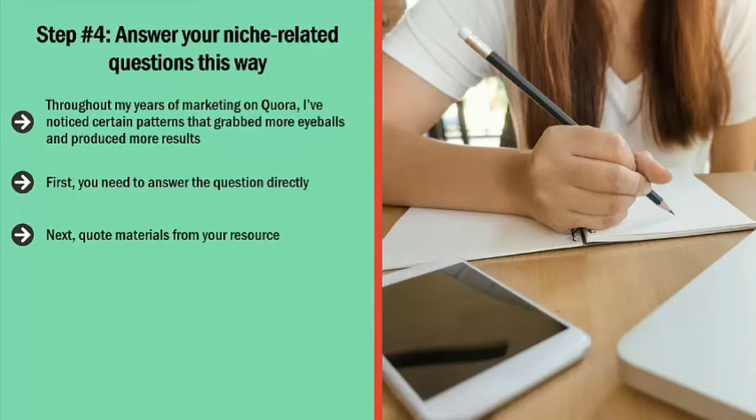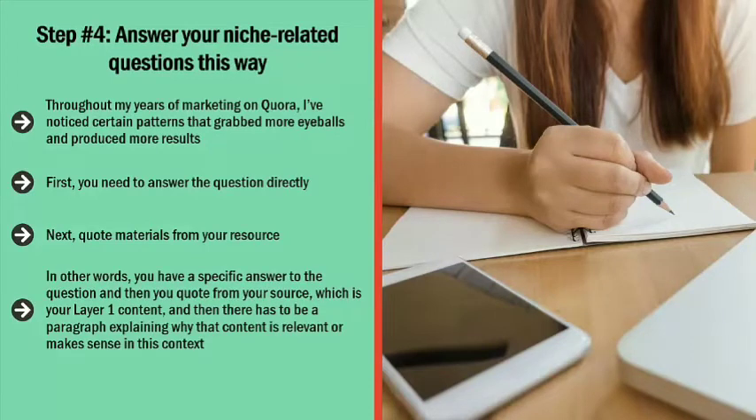Next, quote materials from your resource. If you're going to be dropping a link to your Layer 1 content, quote a block of text from that content and explain why it is relevant. In other words, you have a specific answer to the question and then you quote from your source, which is your Layer 1 content, and then there has to be a paragraph explaining why that content is relevant or makes sense in this context. After you've done that, you include a link to your Layer 1 or Layer 2 content and claim that this is your source. If you do this right, you're not going to get banned. Also, if you do this right, people who read your answer are more likely to click through.